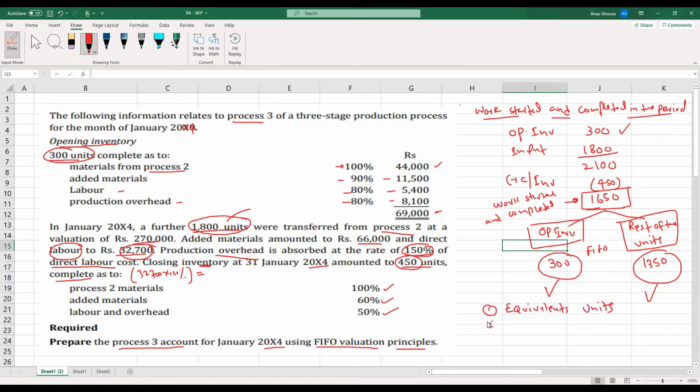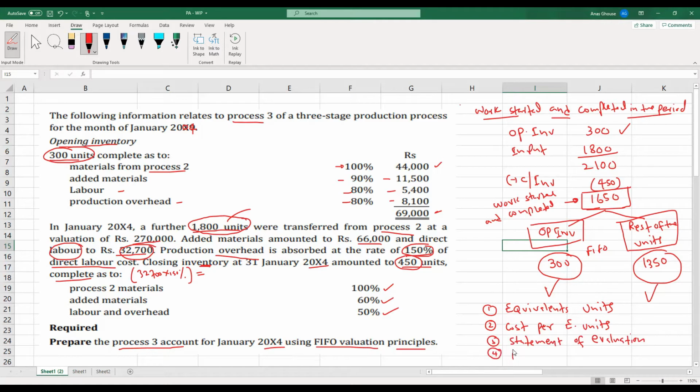Then you need to calculate cost per equivalent units. Then you need to prepare the statement of evaluation. This we have discussed in detail, so if you have any doubts, you can go to my previous videos.